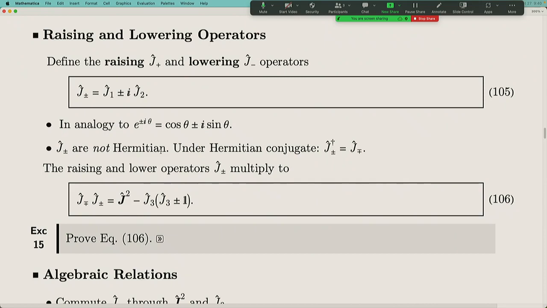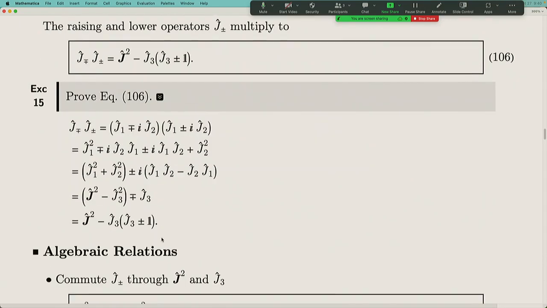So they are not Hermitian, but they are Hermitian conjugate to each other. Okay, and then this raising and lowering operator again has some algebraic relation, which if you multiply the raising and lowering operator together, you get an expression written fully in terms of J square, which is the Casimir operator, and then J3, the third component. And then I think this is just tedious evaluation.